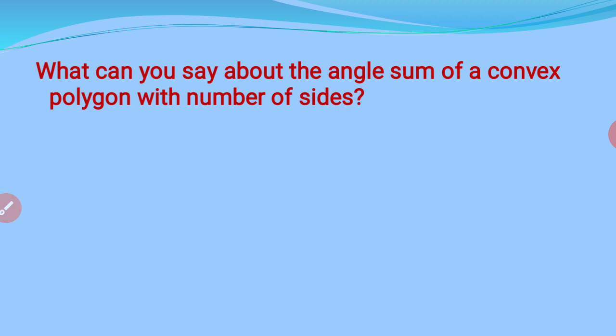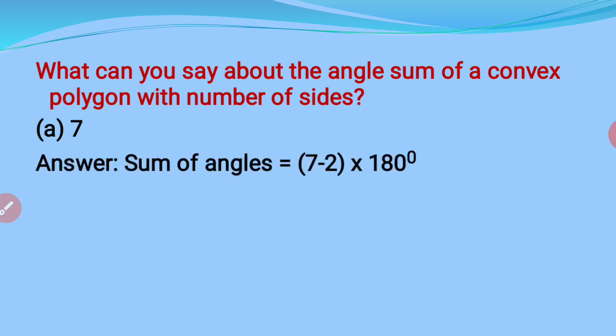Now, what can you say about the angle sum of a convex polygon with 7 sides? If the sides are 7, then the formula will be 7 minus 2. Every time we were subtracting 2. So, here also we are subtracting 2, and the sum of the angles will be 7 minus 2 into 180 degrees, that is 900. So, for a figure having 7 sides, the angle sum is 900 degrees.